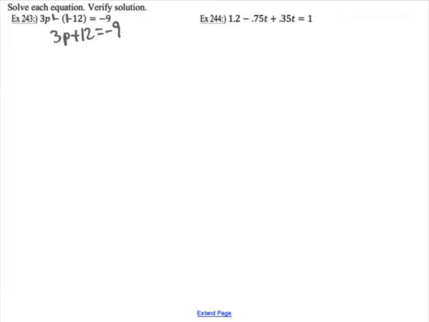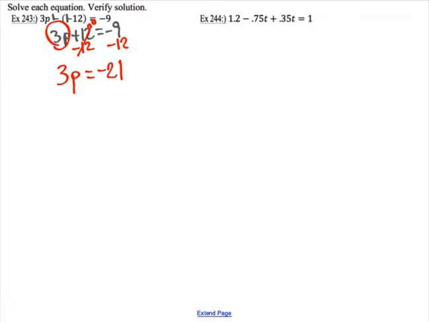The next step is to isolate the variable term. We need to get 3p by itself. We can do that with a negative 12 on both sides. This will give us 0 here. 3p equals, they're both negative, negative 9 and negative 12, so we can add them together and get negative 21. All right, we've got the variable term by itself.